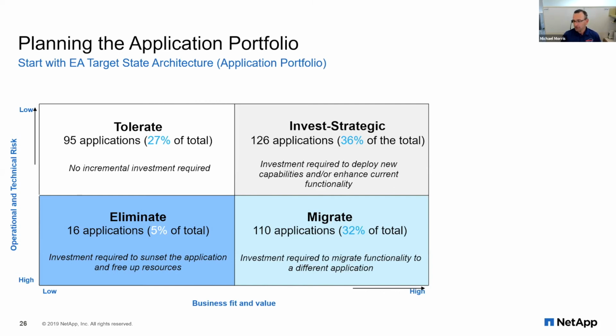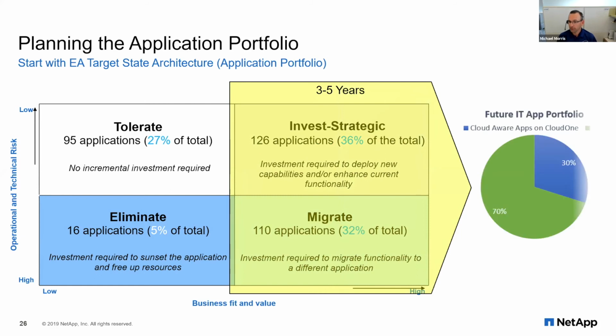And then on the invest strategic and migrate side are really where the applications that we're moving toward in the future. So invest strategic are the applications we like and want to do more with. And then migrate are the applications that need to be migrated to something better. That could be a new application architecture like containerization. It could be a new vendor, or it could be new infrastructure as a service, whatever the application needs.